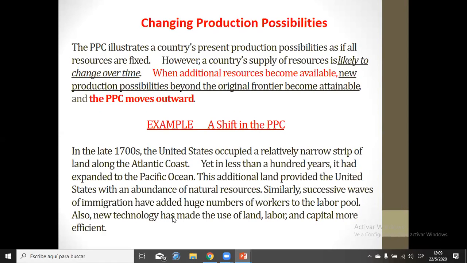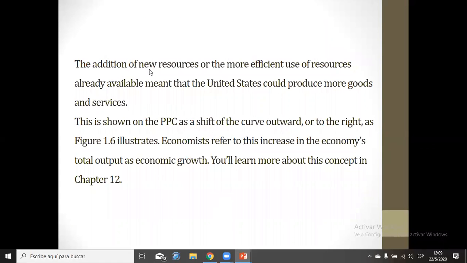A new technology has made the use of land, labor, and capital more efficient. Now, the addition of new resources or more efficient use of resources already available means that the United States could produce more goods and services. This is shown on the PPC as a shift of the curve upward or to the right. In figure 1.6, this is the figure, okay?